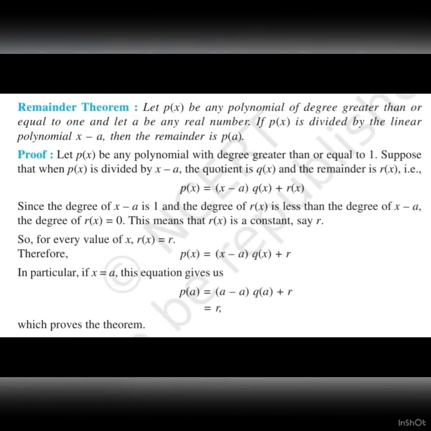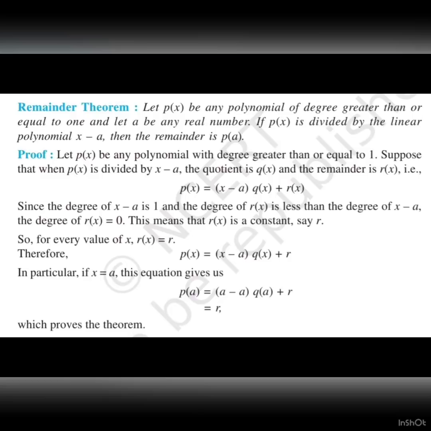Now the remainder theorem. p(x) is any polynomial of degree greater than or equal to 1. Let a be any real number. If p(x) is divided by the linear polynomial x minus a, then the remainder is p(a), the value of the polynomial at a. Here p(x) is the dividend, x minus a is the divisor. Now let us say the quotient is q(x) and the remainder is r(x).